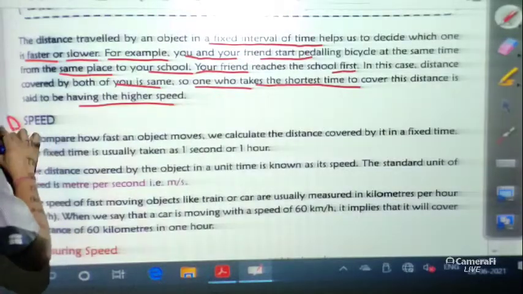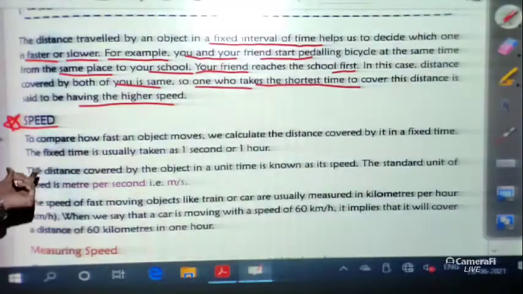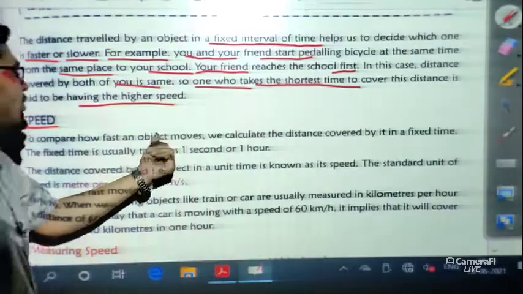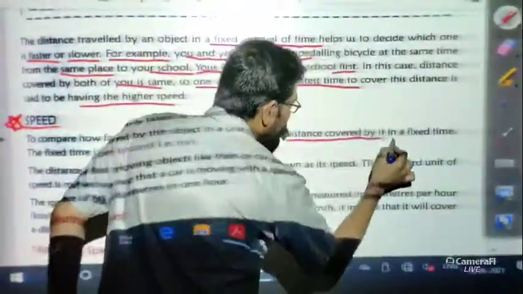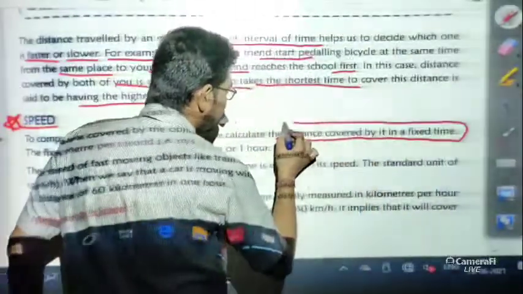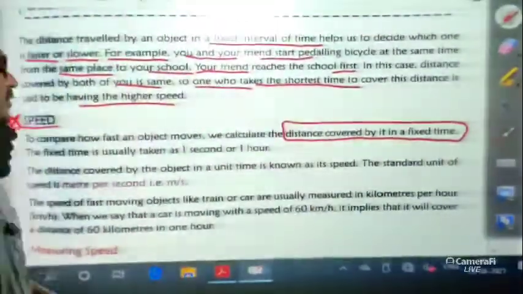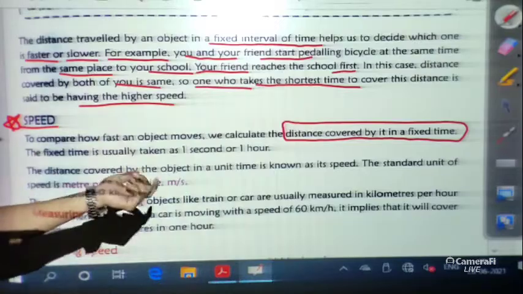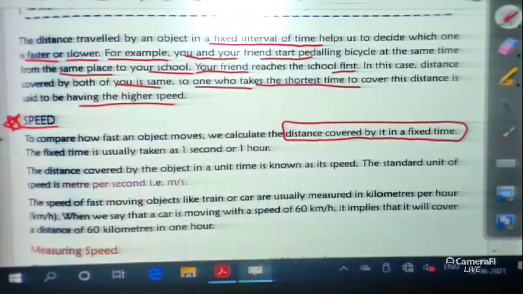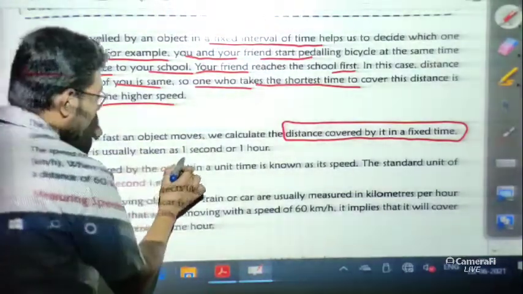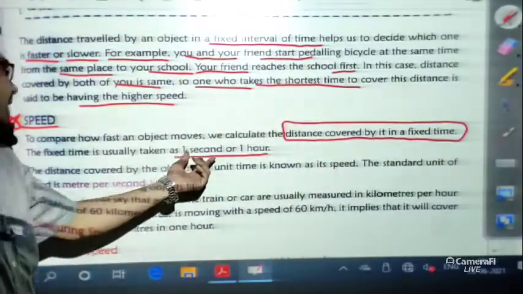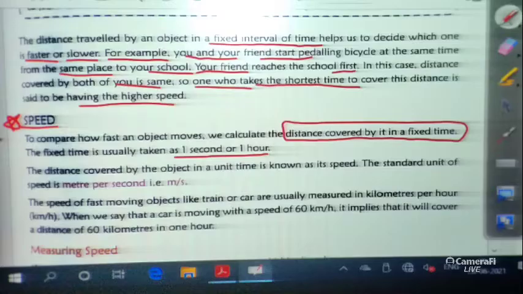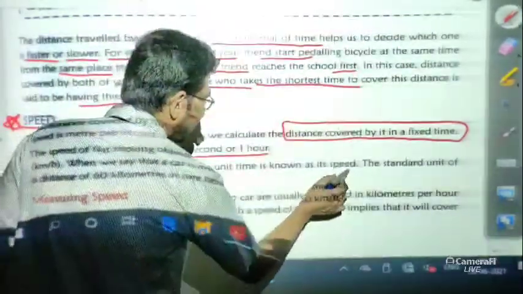So let us discuss speed first of all. What is speed? To compare how fast an object moves, we calculate the distance covered in a fixed time. Basically this is the one line definition. The distance covered in a fixed time is called speed. The fixed time is usually taken as 1 second or 1 hour. You can take 1 second or you can take 1 hour also. The distance covered by the object in a unit time is known as speed.